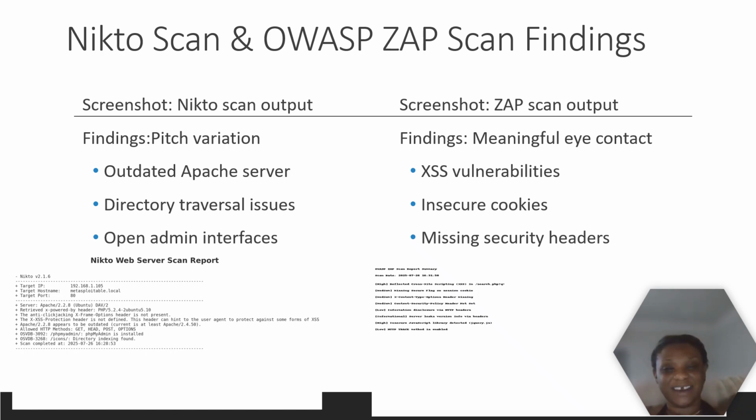OWASP ZAP scan findings. ZAP identified cross-site scripting (XSS) vulnerabilities, insecure cookie settings, and missing HTTP security headers. These findings show how easy it would be for an attacker to manipulate front-end behavior or intercept session tokens, as you can see here in this ZAP screenshot.